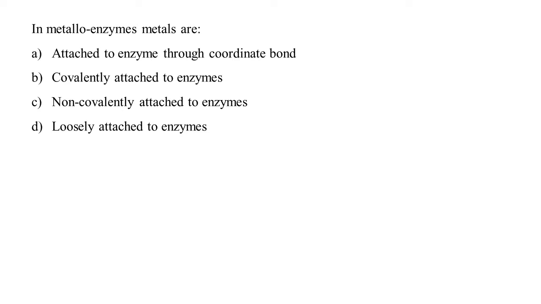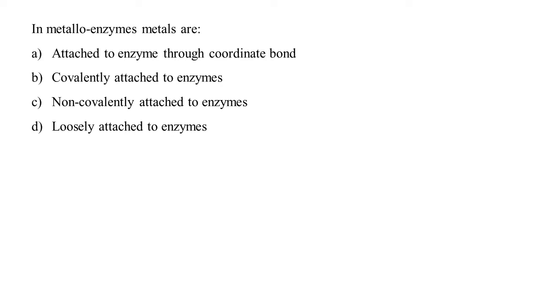In metalloenzymes, metals are. As we know, almost one third of the known enzyme classes belong to the metalloenzymes, and in all metalloenzymes, typical metal ions, generally transition metal ions, are present and attached to the protein core of the active site through coordination bonds.